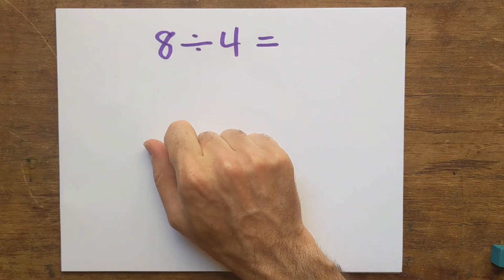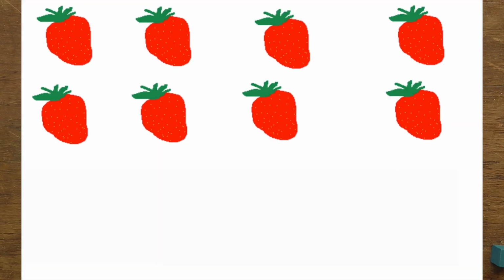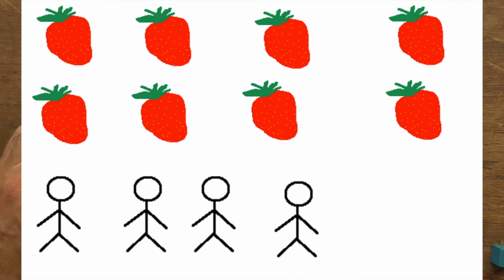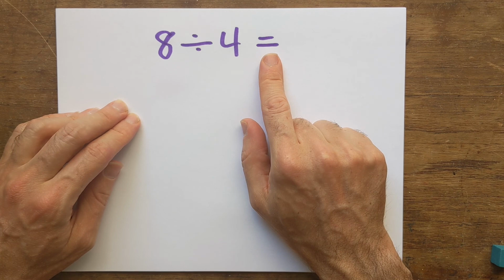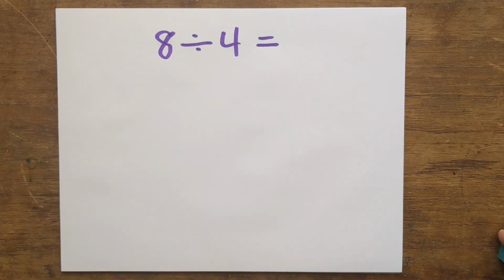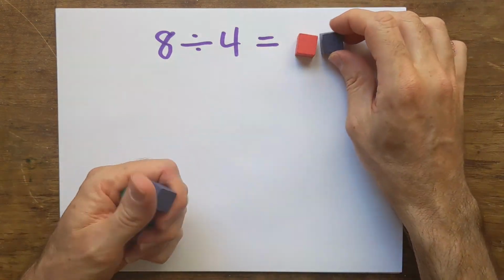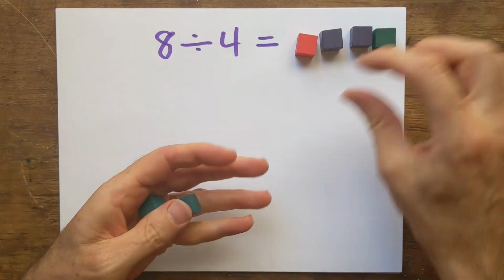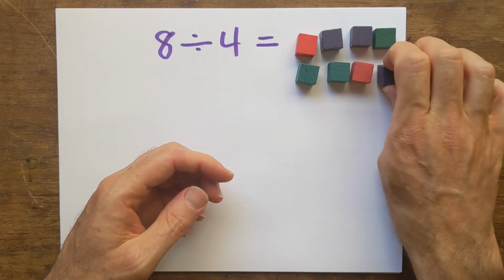Now what that means is that division is like sharing. We have 8 things. Let's say it's 8 strawberries. And we're going to divide them between 4 people. We want to know how many strawberries each person is going to get. So the first thing you need to do is get your 8 things. I'm going to use blocks like usual. 1, 2, 3, 4, 5, 6, 7, 8.